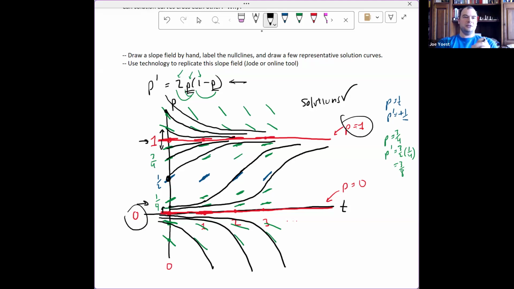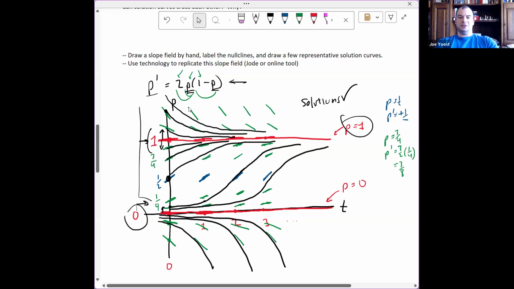The only way I can stay near 0 over time is to be exactly at 0. But if I start out near 1, even pretty far away from 1, as long as not too far, then I get sucked into 1. 1 is a stable equilibrium. It sucks solutions into it. 0 is unstable. It pushes solutions away from it unless they happen to be exactly at 0.